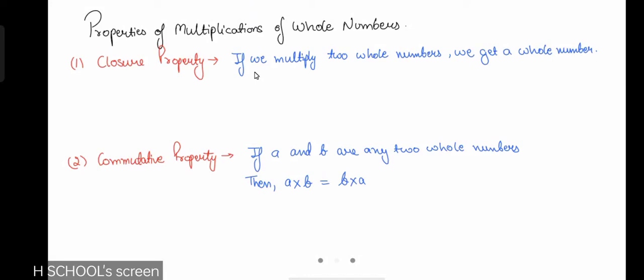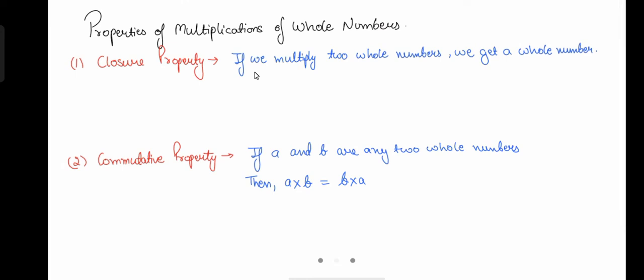Let's understand the properties of multiplication of whole numbers. The first is the closure property. What does this closure property say? First, let's understand the definition: if we multiply two whole numbers, we get a whole number.